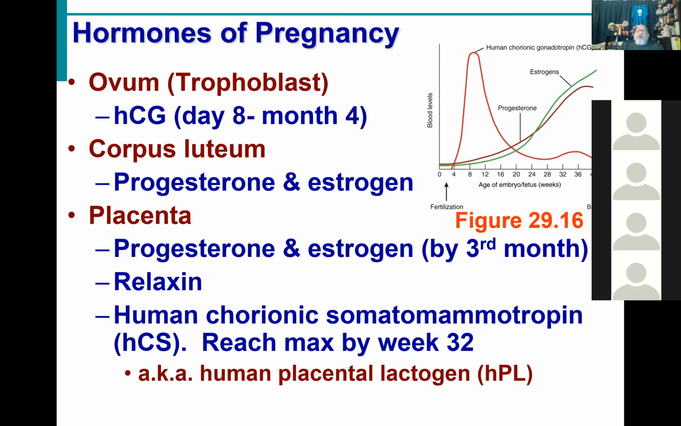But there are a couple other hormones that are being produced as well. One of those is human chorionic somatomammotropin, which is a mouthful, also known as human placental lactogen. You may use either of those two terms to describe it. But with a name like mammotropin, with a name like lactogen, what do you think this hormone does? Matures the lactiferous glands. Yeah.